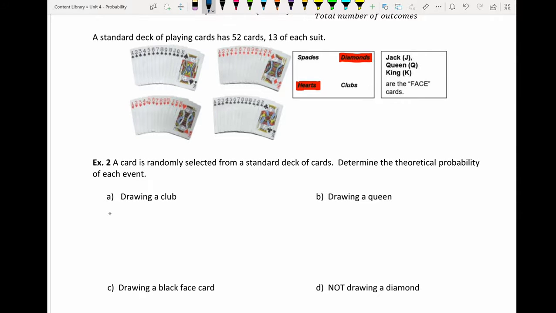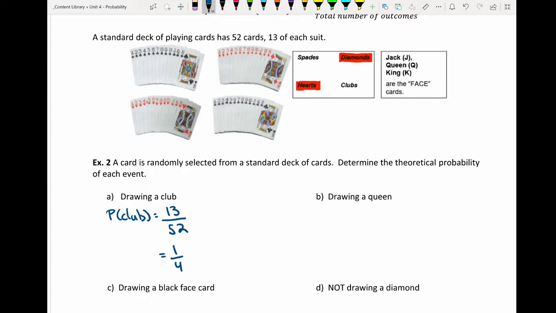Drawing a club. The probability of drawing a club is equal to the number of successful outcomes. In this case, what is the total number of clubs I could draw? I have 13 clubs, because there are 13 of each suit, divided by 52, the total number of outcomes, because there are 52 cards. And this I can reduce to 1/4, which makes sense because a quarter of the entire deck is clubs.